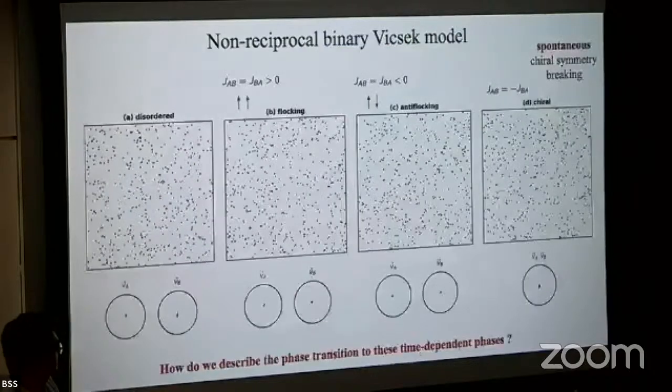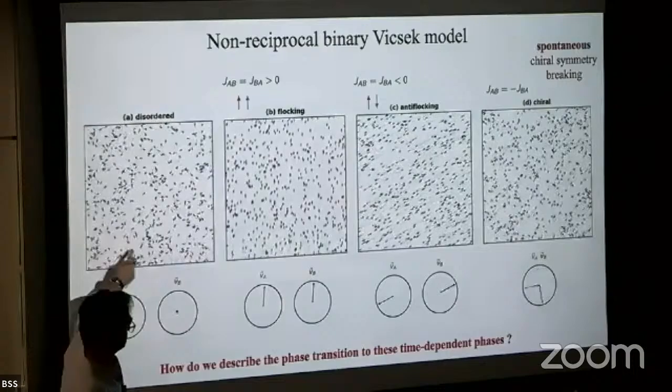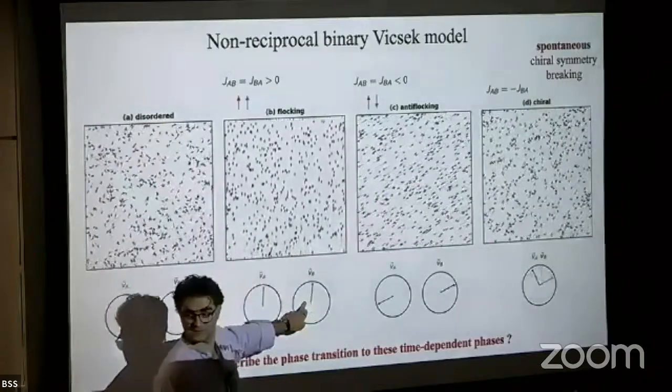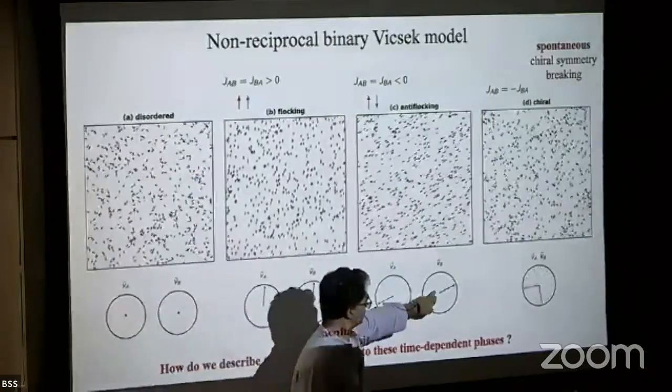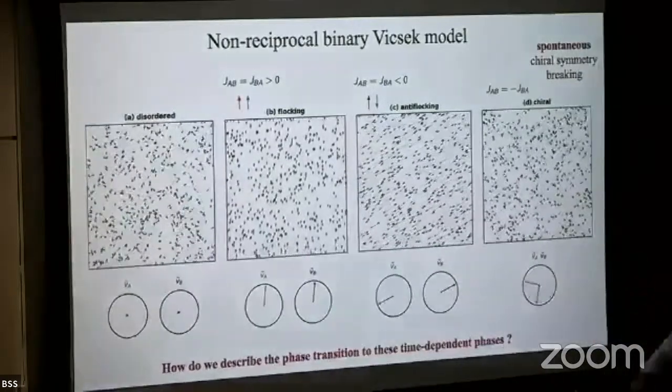And of course, you can have all sorts of situations depending on the parameter, which is disorder. The birds move in the same direction. The birds move in the opposite direction. Or somewhere in between, where there's this chiral phase.